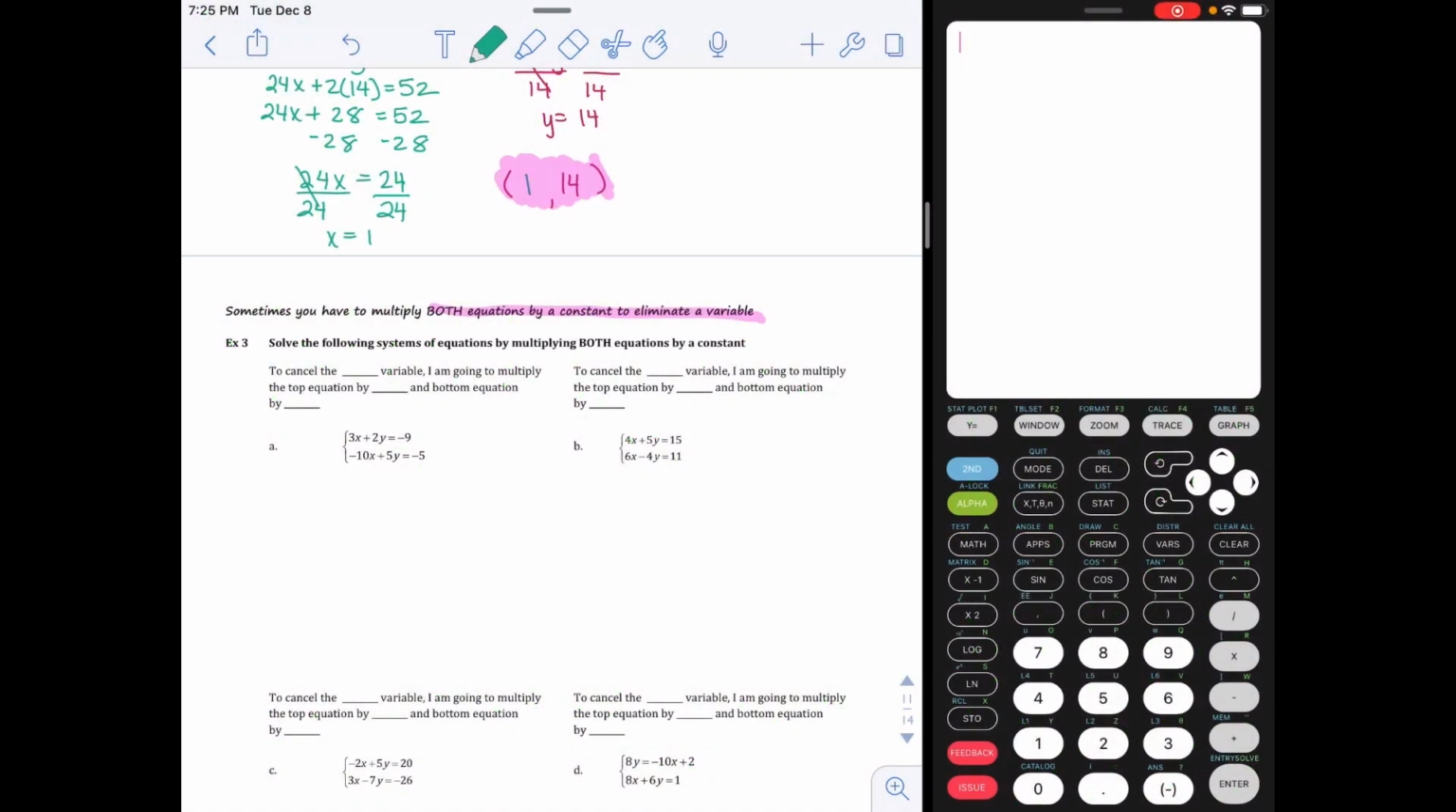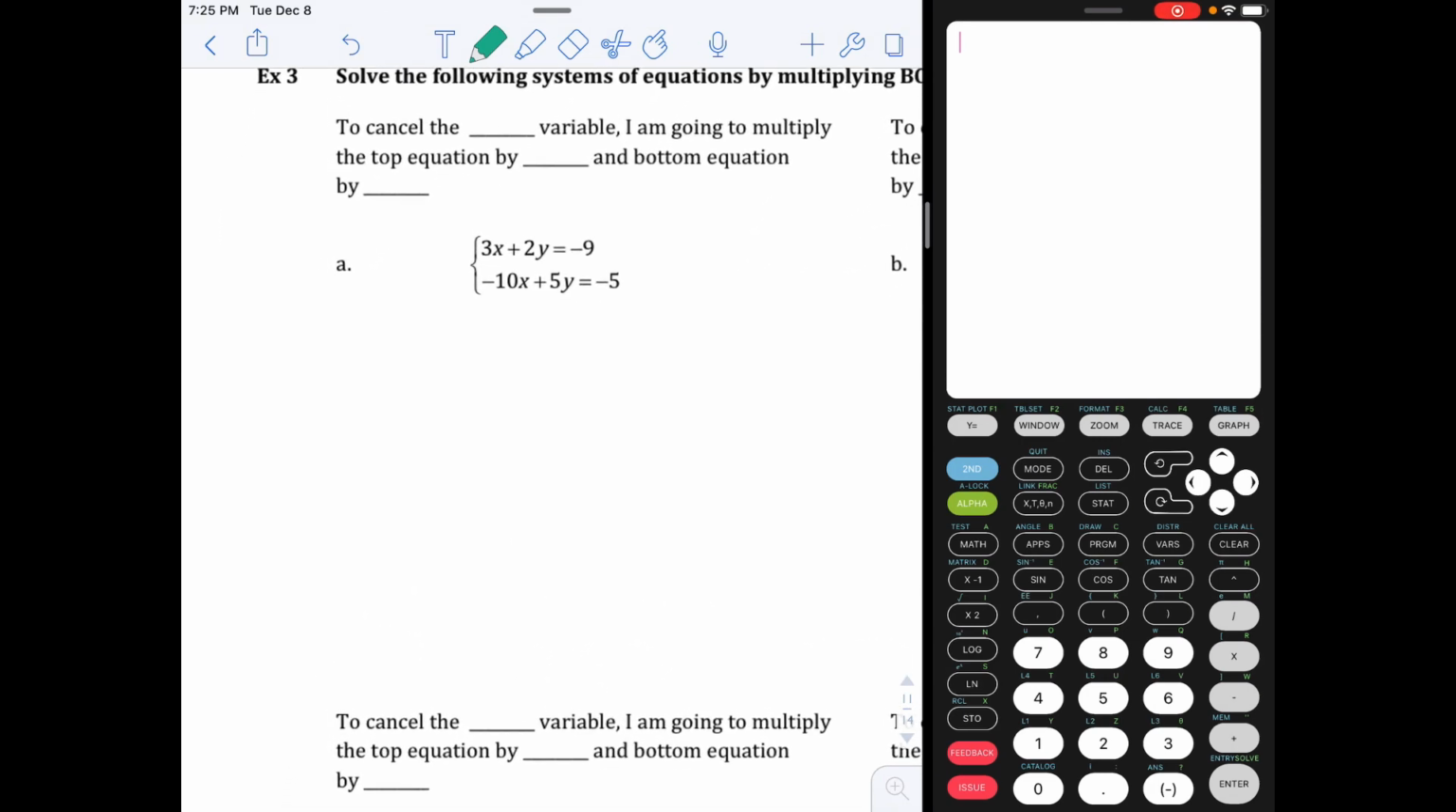Hi guys, alright, so this one says that we have to perhaps multiply both equations by a constant to eliminate. So let's jump into example 3a.